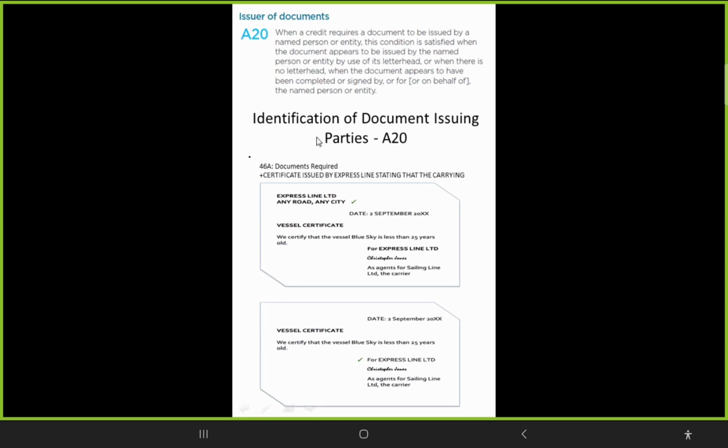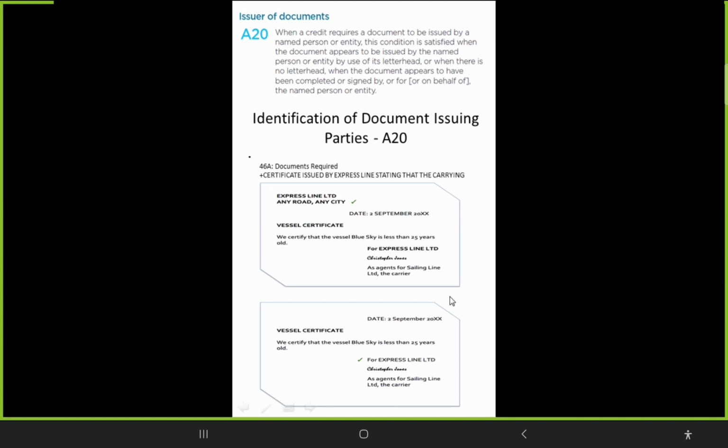If you see, certificate issued by Express Line stating that the carrying, and so on, whatever the additional details are. So we understand that it is Express Line who should issue this document. Now here there is a signature, right? In this signature part, it is proving, and it also has a letterhead saying that it is Express Line Limited, any road, any city. This is the name and address of the company. So if you have a letterhead, you don't need the signature. And at times, if you don't have a letterhead, then signature becomes mandatory. That is the only proof that this person has issued this document.